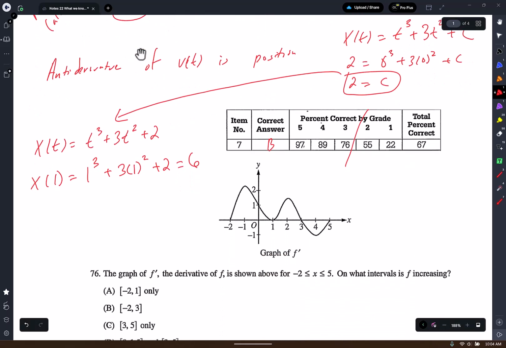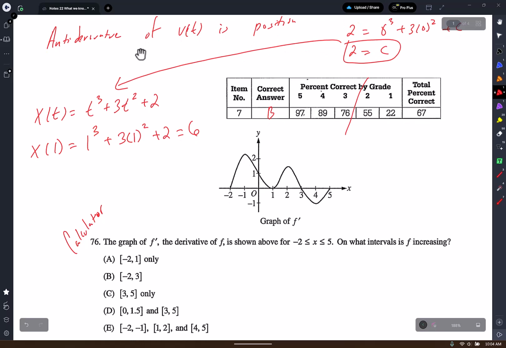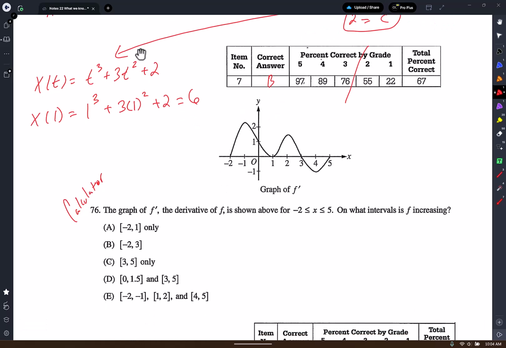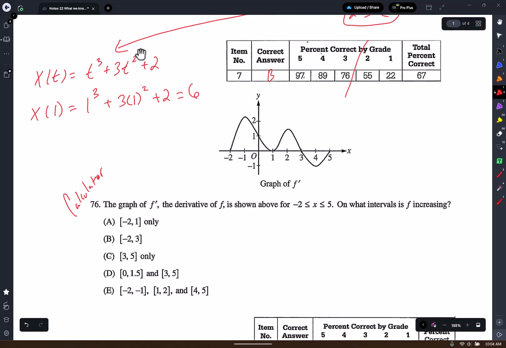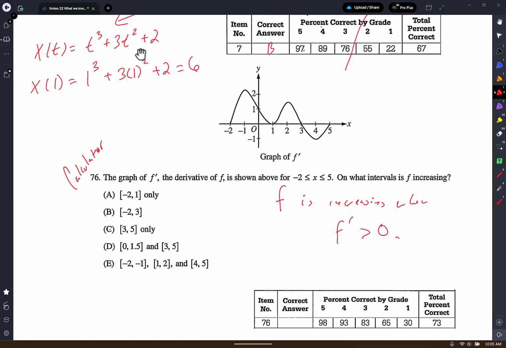All right. This question 76, this is actually a calculator question. But look, hold on, before you answer, before you look at it. Do you need a calculator for this one? No. Take a minute or two and see if you can get this question correct. Give me the definition. Don't give me the answer yet. F is increasing when F prime is positive. When F prime is positive. This is how you say it.